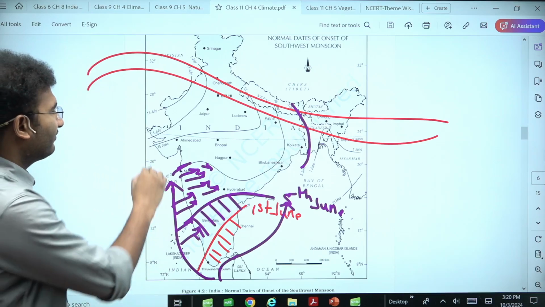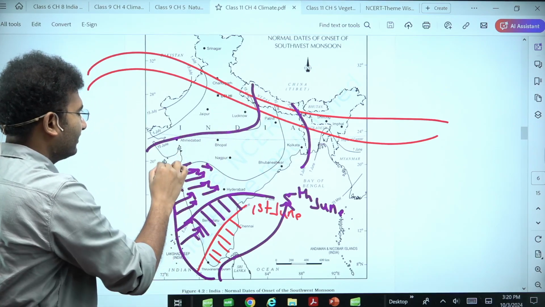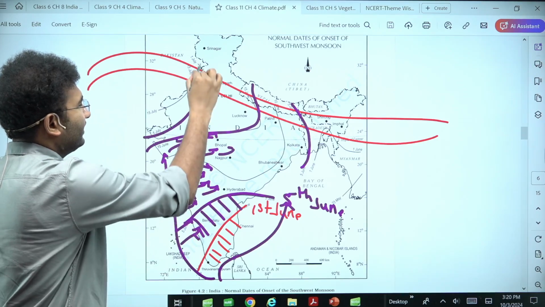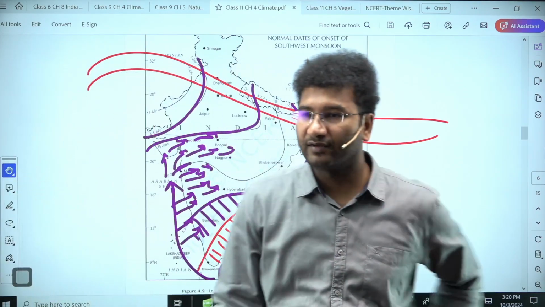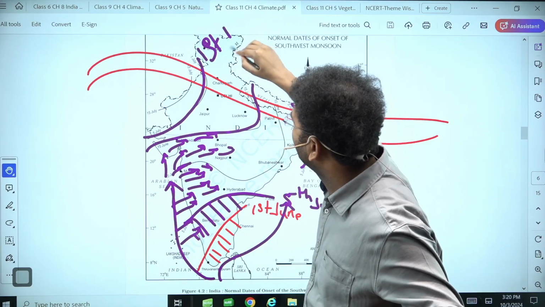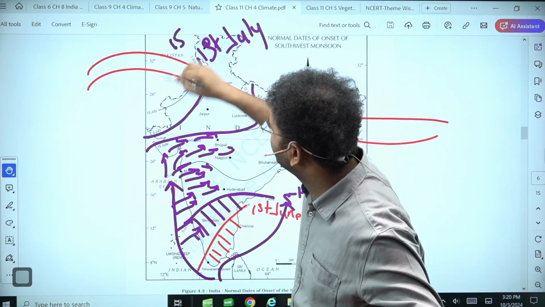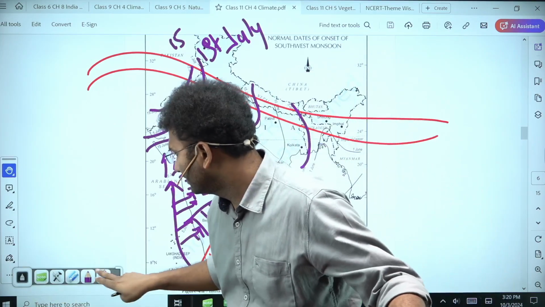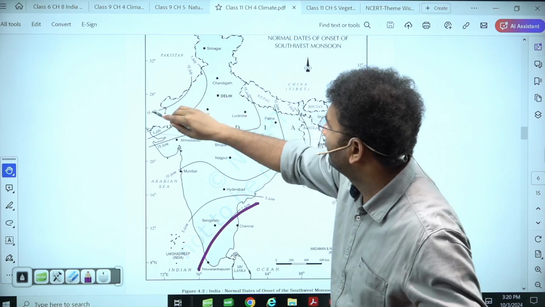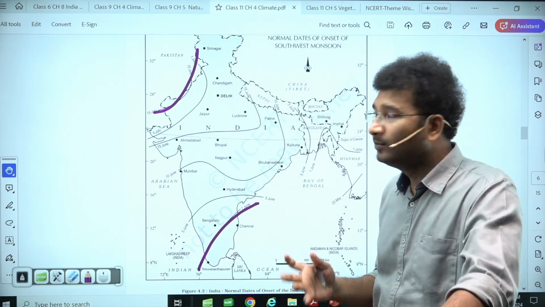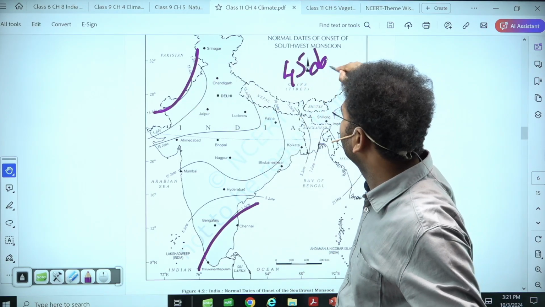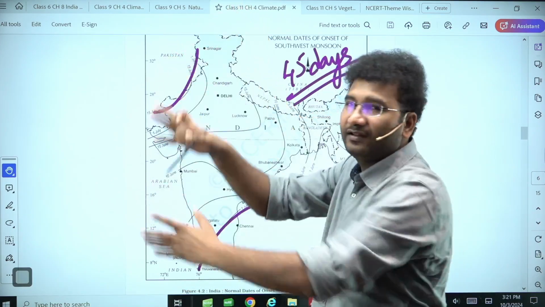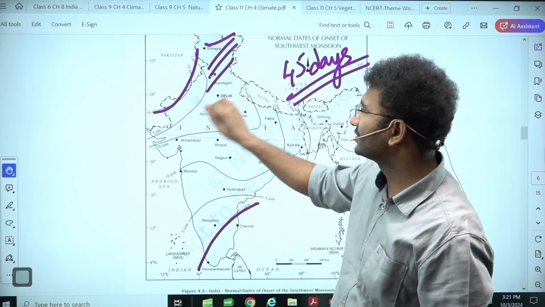Likewise, by 15th June, this is the area it is going to reach. Now here you have the Vindhyas and Satpuras. By 1st July, this is the area that it is going to cover. This is 1st July, and by 15th July, India will be covered completely. That means from 1st June to 15th July, it takes almost 45 days for these winds to move further and give rainfall in Rajasthan and the Jammu and Kashmir region.